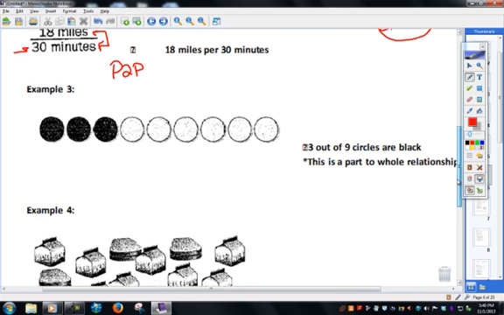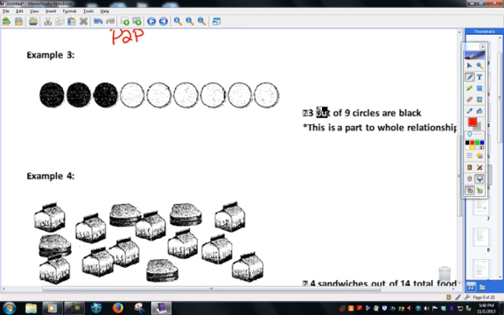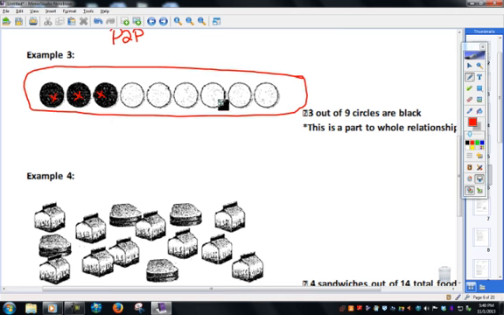Okay. Down here, example 3, there are 3 black circles out of the 9 total circles. That's all 9 of them. So the ratio is 3 to 9 because there are 1, 2, 3, 4, 5, 6, 7, 8, 9 total circles. Okay. This is a part to whole ratio. I hope you see why. Because think about it. These 3 black ones right there, they make up those 9. There are 3 out of the 9.